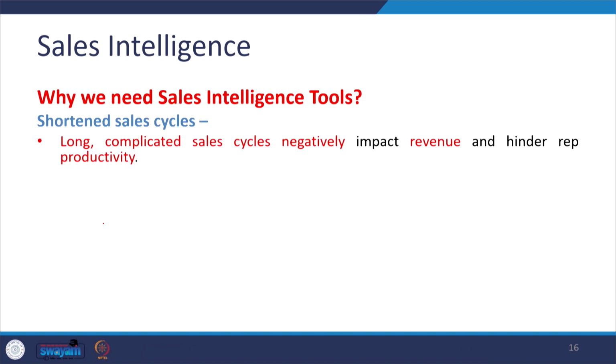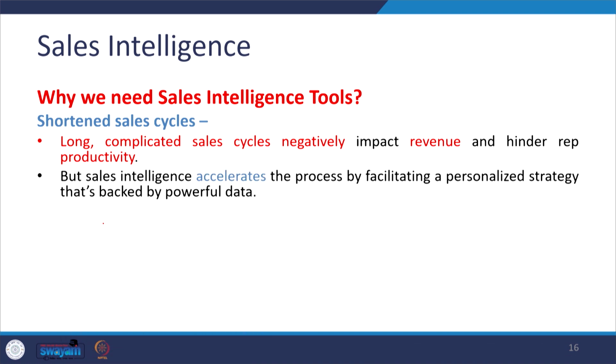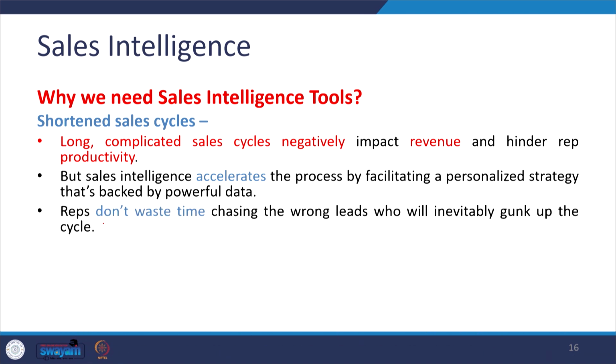How is it possible? Long, complicated sales cycles negatively impact revenue and hinder representatives' productivity. But sales intelligence accelerates the process by facilitating a personalized strategy that's backed by powerful data. So, representatives or salespeople don't waste time chasing the wrong leads who will inevitably gunk up the cycle, right?